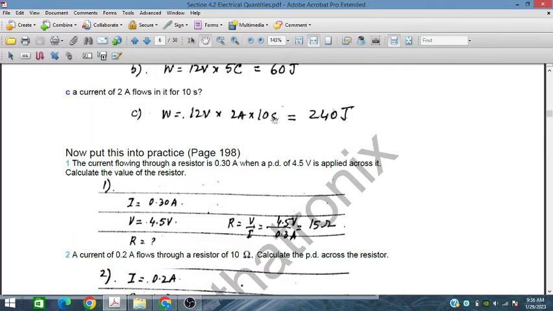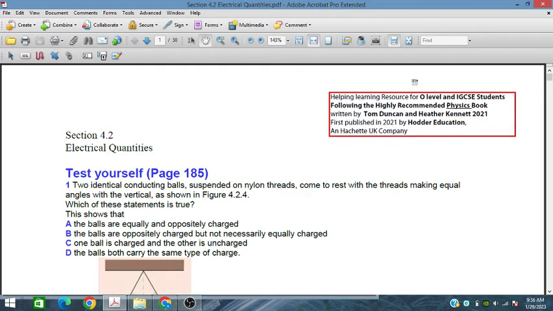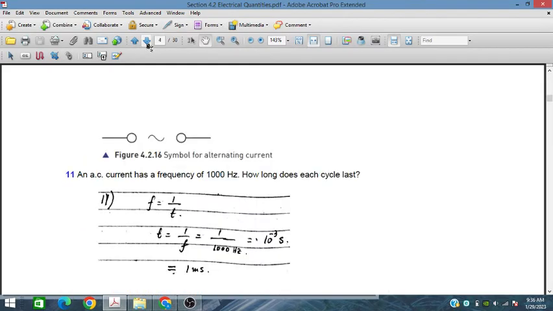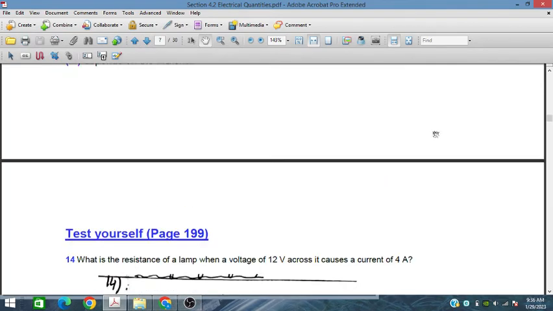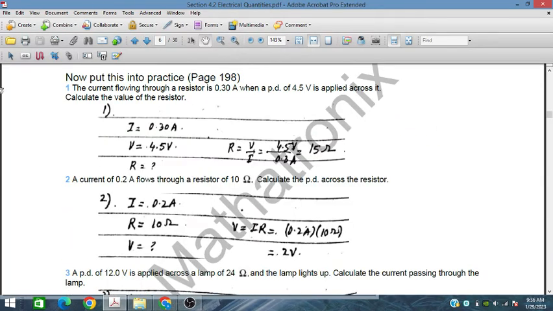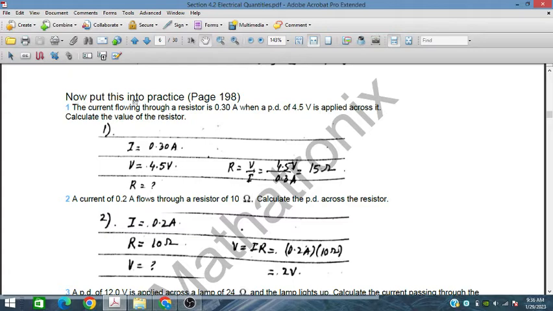So starting from page 198, "Put this into practice." This is Hodder's book, from which we have discussed all these things in the previous lecture, which is available on this channel, and now we are going to discuss this from now, Put this into practice, page 198.